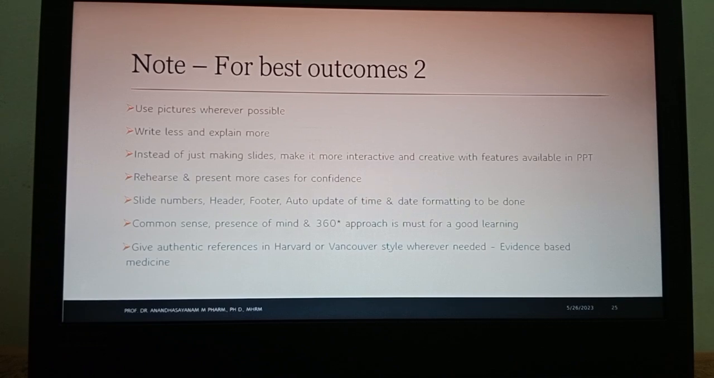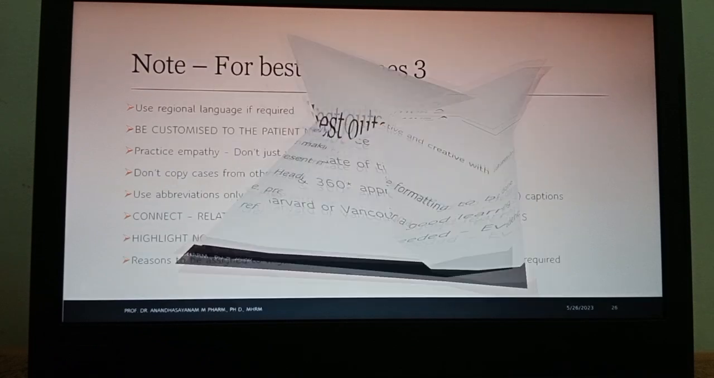Instead of just making slides, make it more interactive and creative with features available in the PPT. Rehearse and present more cases for confidence. Use slide numbers, header, footer, auto update of time and date formatting to be done. Common sense, presence of mind, and 360-degree approach is a must for good learning. Give authentic references in Harvard or Vancouver style wherever needed, because we talk only about evidence-based medicine.